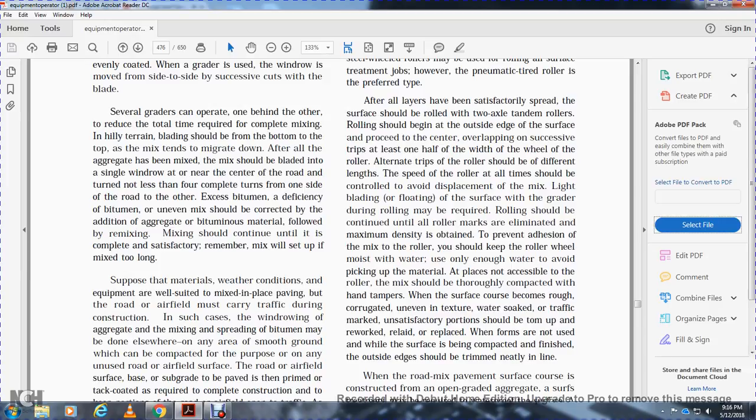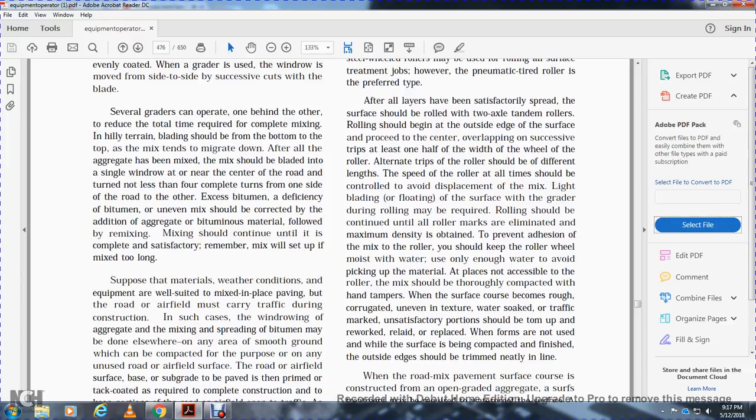Light blading of the surface with the grader during rolling is to be required. Rolling should be continued until all roller marks are eliminated. Maximum density is obtained when adhesion of the mix to the roller is prevented. The roller should be kept wet with water; use only enough water to avoid mixing of the wet material. At places not accessible to the roller, mixes are thoroughly compacted with a hand tamper.